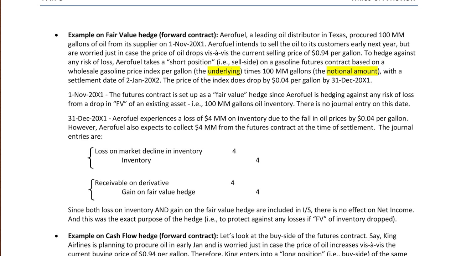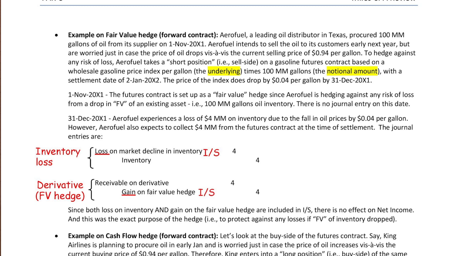For the fair value hedge, the first journal entry was the loss on market decline in inventory. So on the left, write inventory loss, underline loss and write I/S because this loss goes to your income statement. The gain, that's on the derivative, the fair value hedge. So write derivative fair value hedge. And on the credit, underline gain, write I/S.